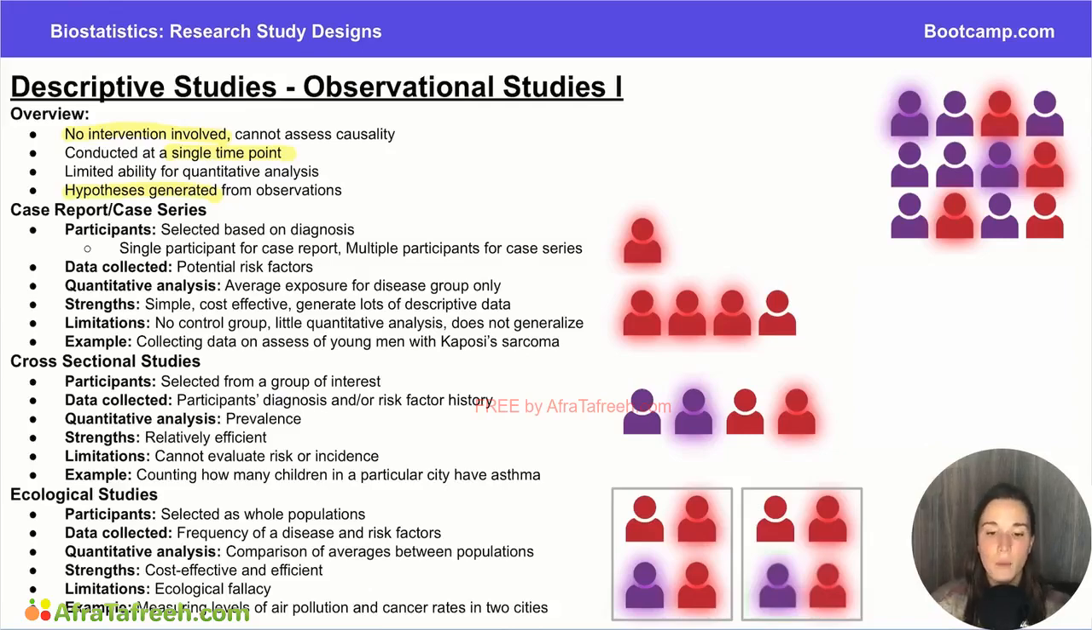causing it yet. Now, one thing to note is that because descriptive studies don't have as clear of a structure, since they don't start off with a clear hypothesis, they have a more limited ability for quantitative analysis.